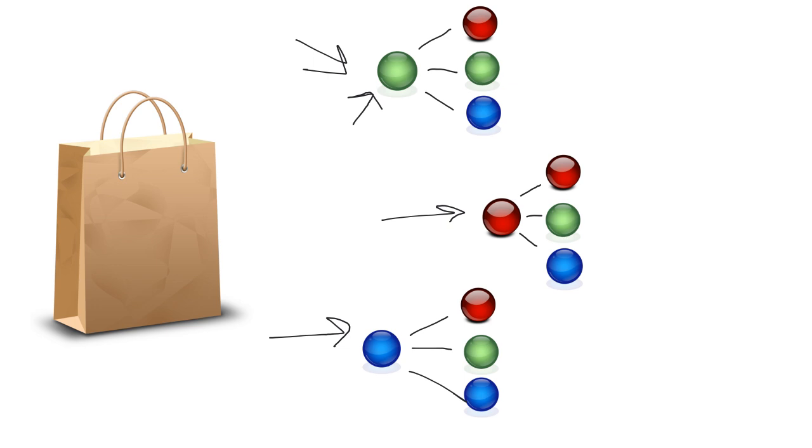So that means I have a number of multiple outcomes. I've got 3 up here: green red, green green, green blue. I've got 3 here: red red, red green, and red blue. And I've got 3 here: blue red, blue green, blue blue. So that means I have a total of 9 possible outcomes.